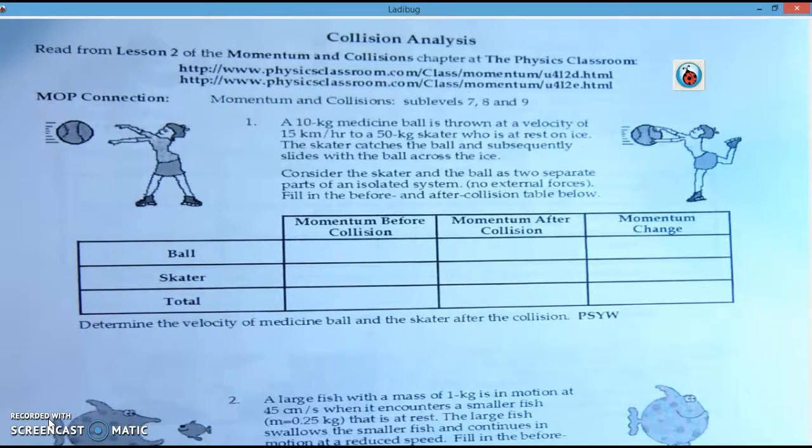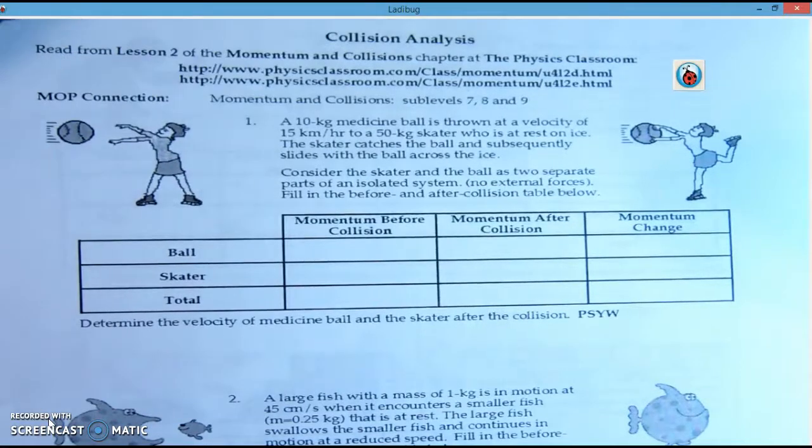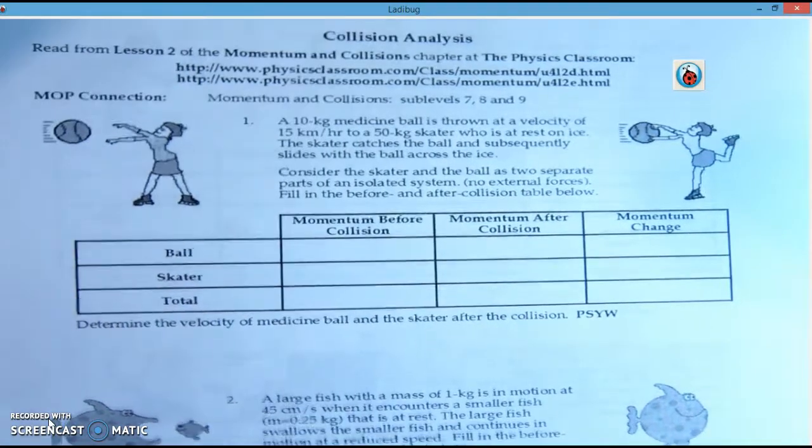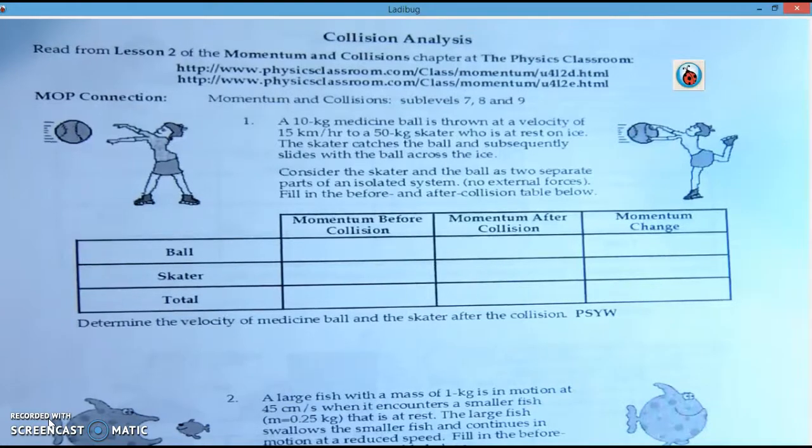Alright guys, here we go. So we are going to do the first problem of the unit. This is collision analysis, momentum and collision. We're going to do number 1. Alright, here we go. Easy money.